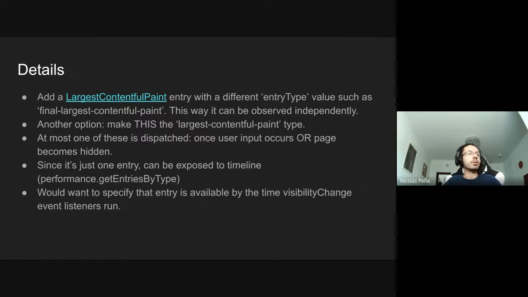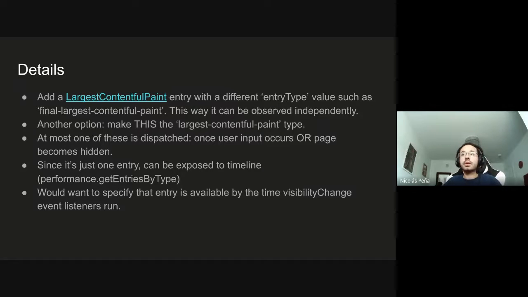So the entry type could either be largest contentful paint, replacing the current entry type. It would be a breaking change, but it's something worth considering. Or it could be a new entry type, something like final largest contentful paint or something super long like that. But basically, it should be distinct from the entry type of the LCP candidates.